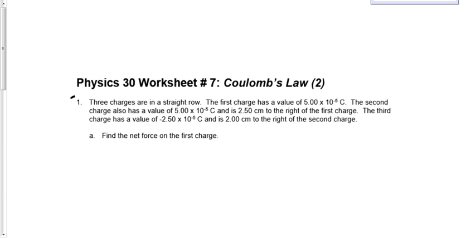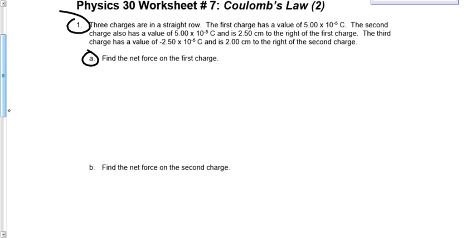Let's set up now question 1A on worksheet number 7. We're going to solve this, but we'll just set it up here. So there's 3 charges in a straight row. First is 5, second is 5, third is negative 2.5. 1, 2, and 3. I'm just going to label them as positive, positive, and negative because I'm not going to solve this for you right now. I just want to set it up. Positive, positive, and negative. That's the important thing right now.